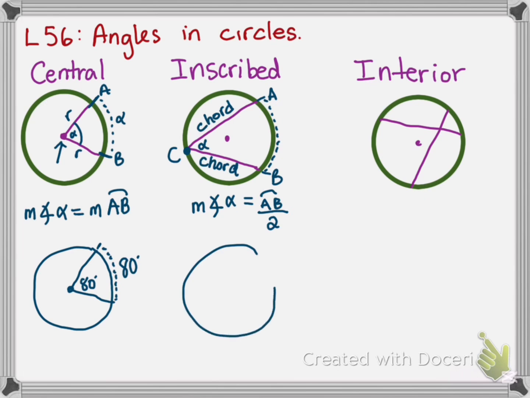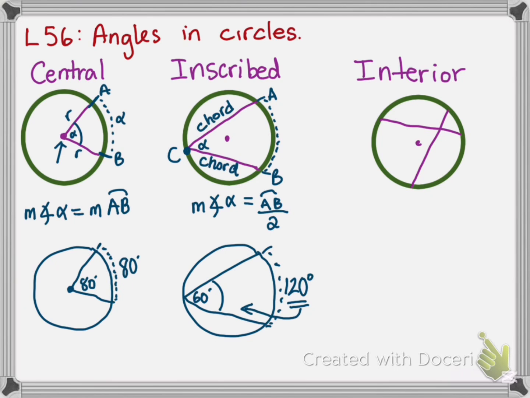Let's look again at an example. Let's say that is our angle, 60, and we want to know the measurement of this arc. Since we know this is half of this arc, then the arc is going to be 120. And we can also go backwards. If I know the arc is 120, then I divide by 2 to find the angle.